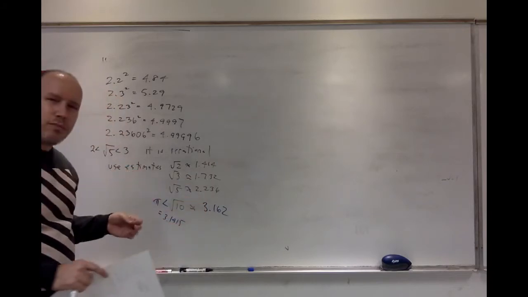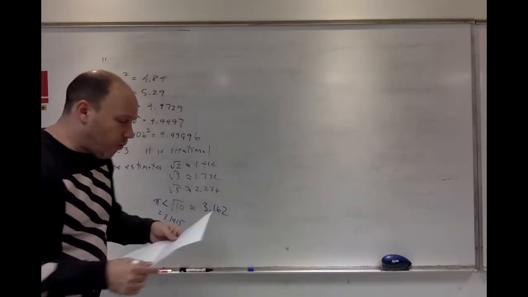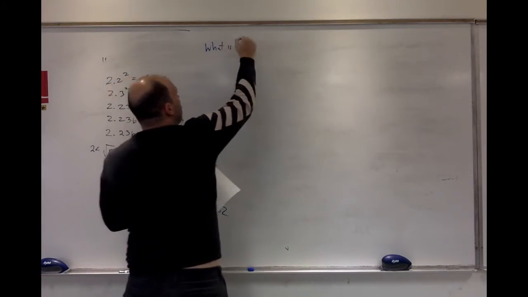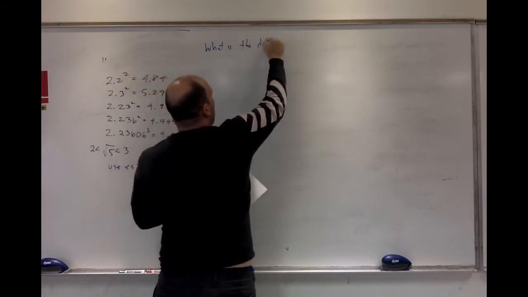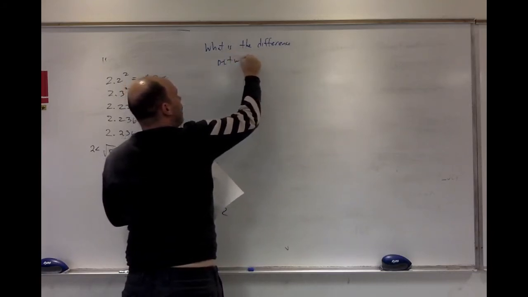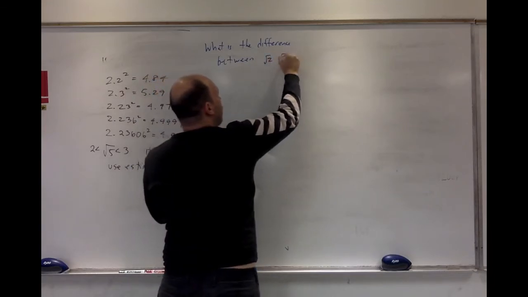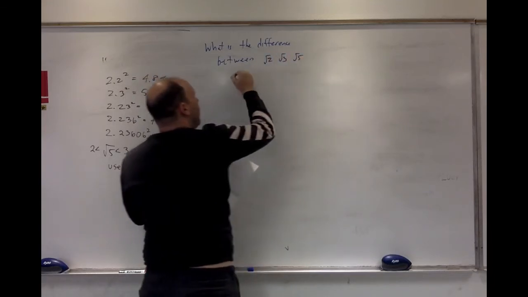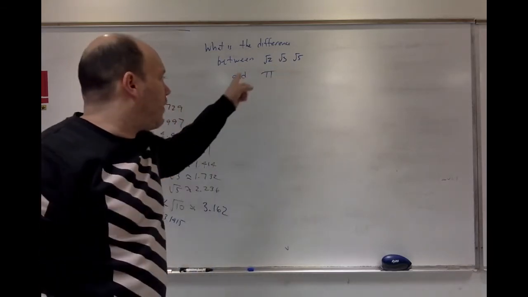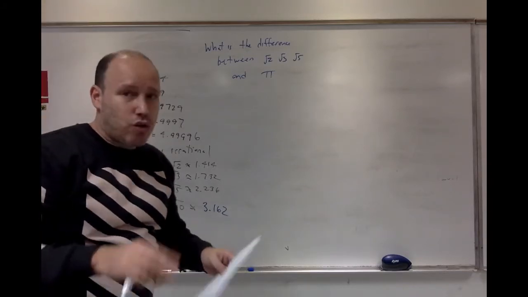Now, one last thing that you're totally not responsible for. What is the idea behind it? So first of all, what is the difference between radical 2, radical 3, radical 5, and pi? Because they're both irrational numbers, but they look different and they're not the same. It turns out, this is kind of cool, and once again, you're totally not responsible.